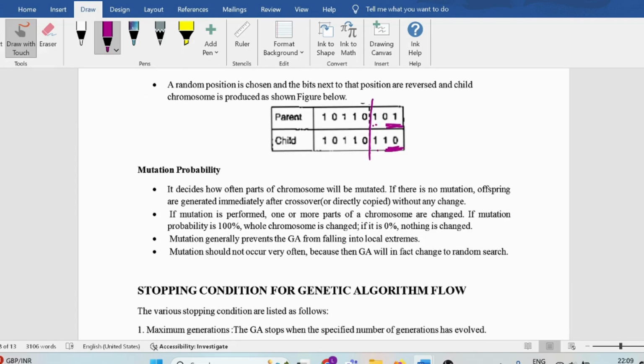As we saw in crossover, mutation also has a probability. This has to be defined while we are doing the genetic algorithm. In the algorithm it has to be defined what is the probability of mutation that is going to take place. For example, if I say the mutation probability is 100%, then the entire chromosome will be changed. And if it is 0%, then no bits will be changed, nothing will be changed. So mutation helps the genetic algorithm from falling into local extremes. It can be minimum or it can be maximum.